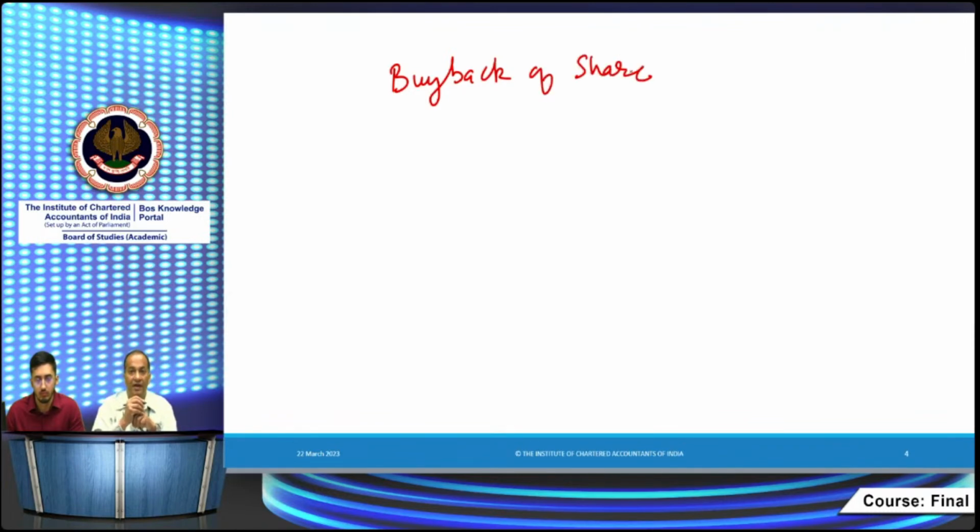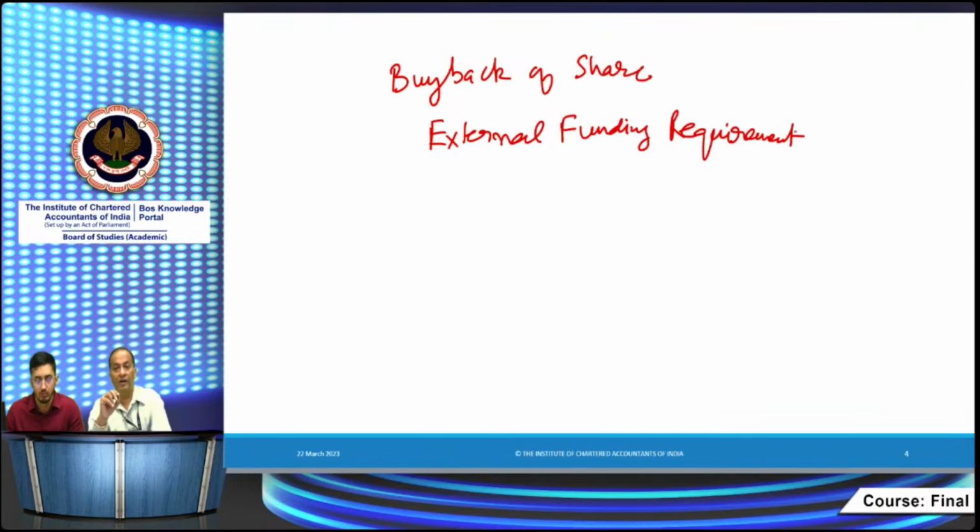Now, there is one topic on which, around one or two years back, a question was asked: external funding requirement. Although this is a theoretical topic, numerical questions can also be asked from it. In this series, the question was asked from external funding requirement, that is, how you have to generate the funds.